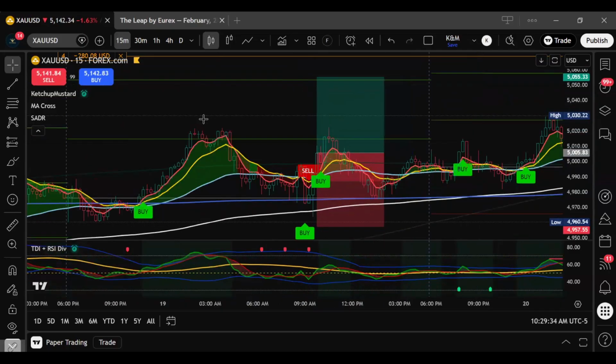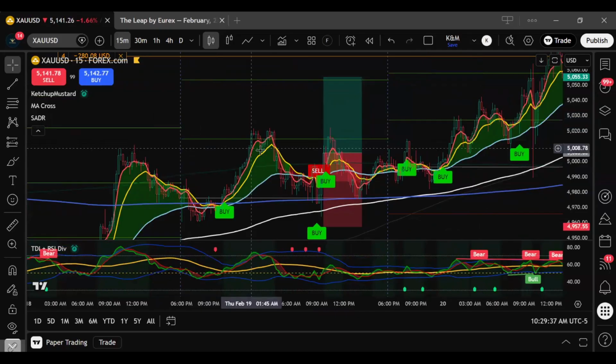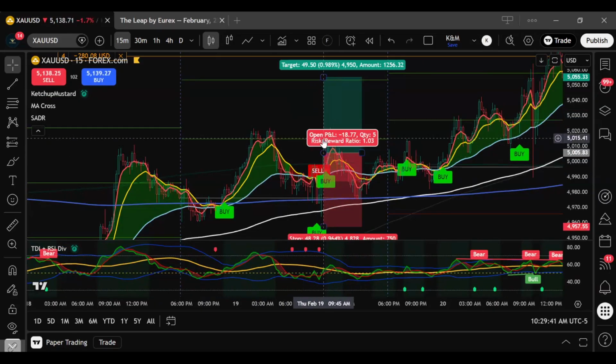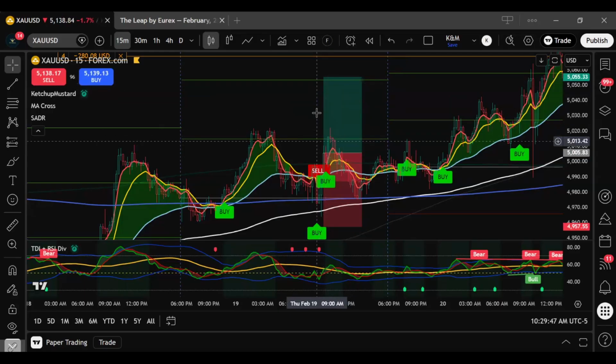We got the ADR set. So it came and hit. We got the first ADR. That's our first target. And then it came and hit the second one. That would have been our 2 TPs using the ADR.